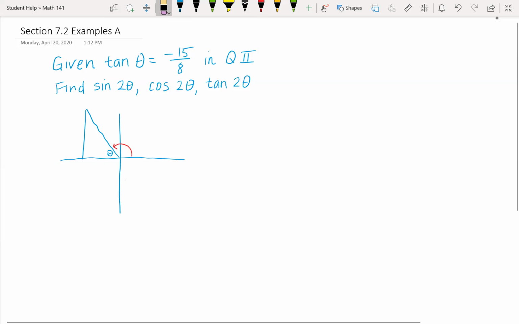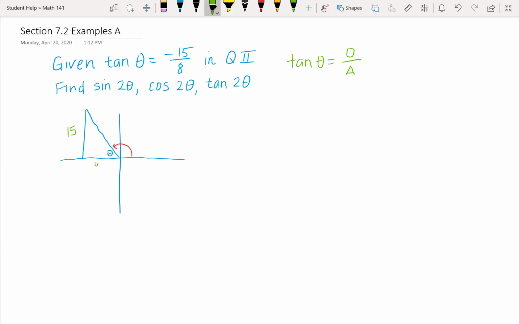So let's use what we have. We know that the tangent of an angle is the opposite side over the adjacent side. So I'll take the 2 components that I have, that 15 and that 8, and I'll put the opposite side here. I'll put the 15 here, and then I'll put the 8 here. And then the positive negative relates to the fact that we're in the second quadrant. So the 8 is the one that's going to be negative.